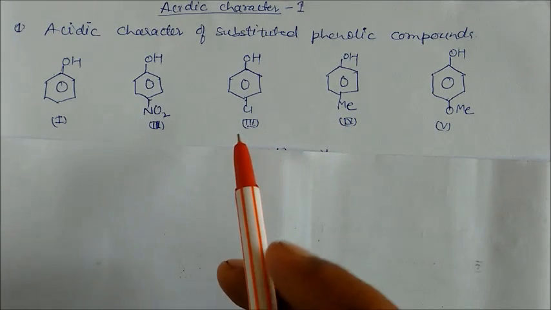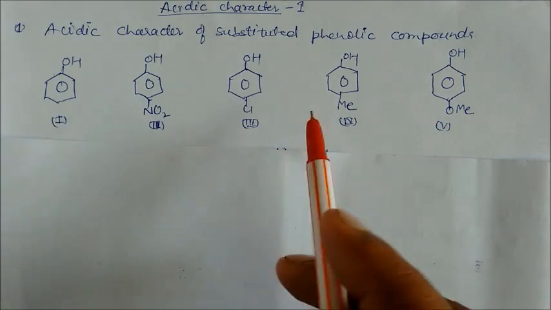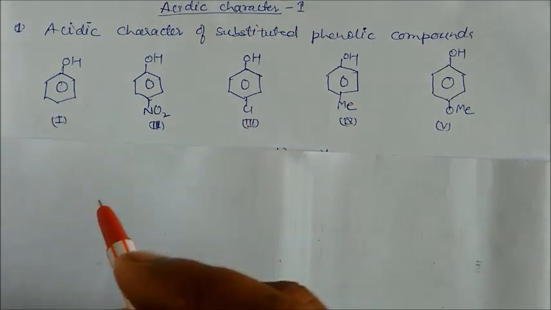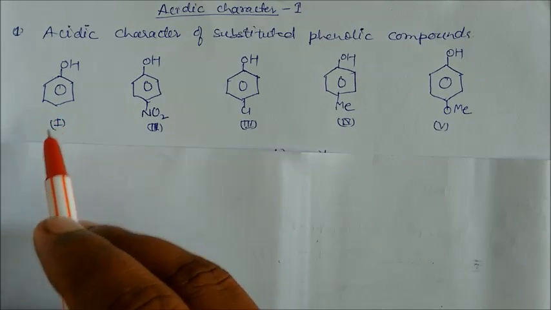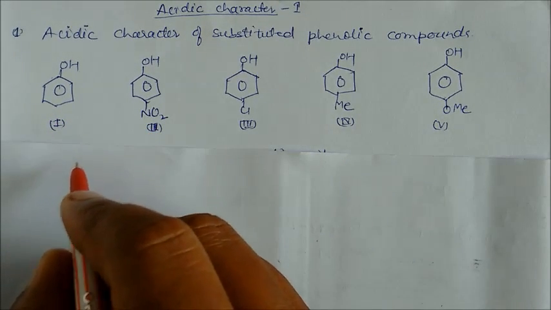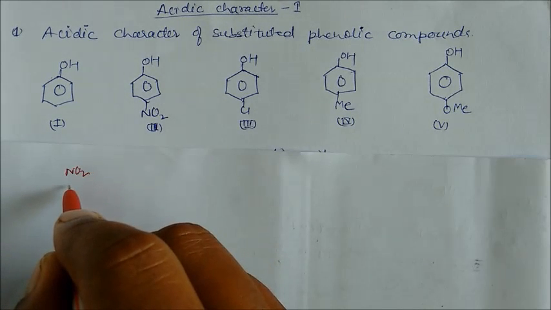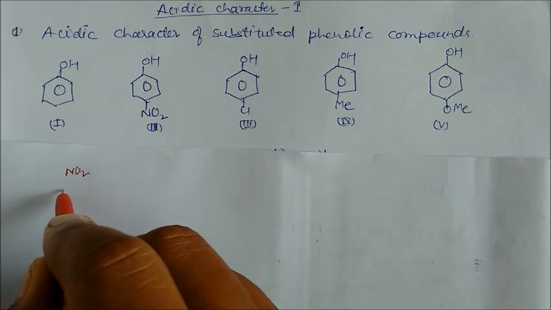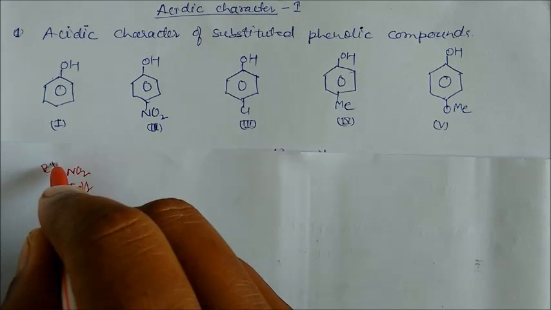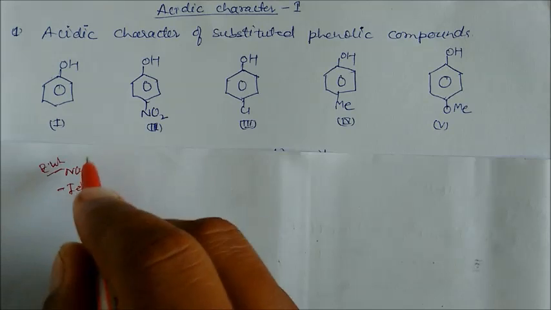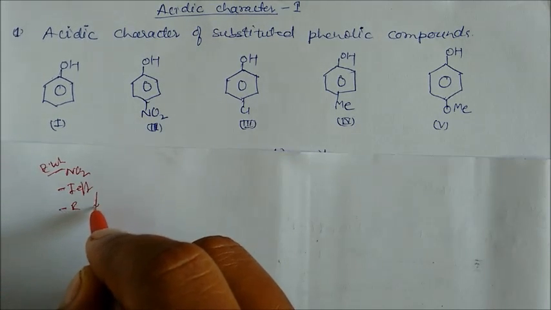So we can see, and here we have to find out which of the following phenolic compounds is more acidic in nature. This is our standard phenol, but here NO2 is our electron withdrawing group. NO2 has the minus I effect, due to electron withdrawing group, and it also has a minus R effect. So both will withdraw electrons.